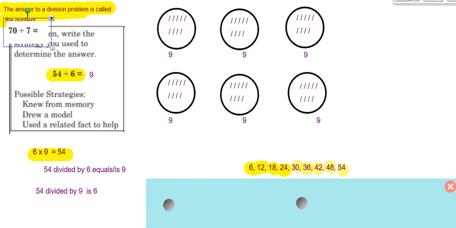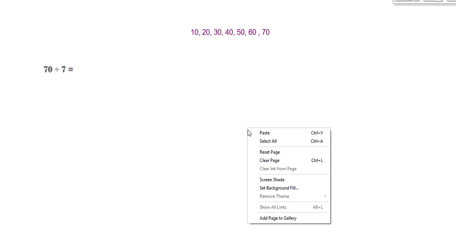Okay, so remember, this is how you read the problem: 54 divided by 6 equals or is 9. And I showed you 3 strategies to get to your answer. You can use any of these strategies to solve your problem. The next problem that I have for you is 70 divided by 7.